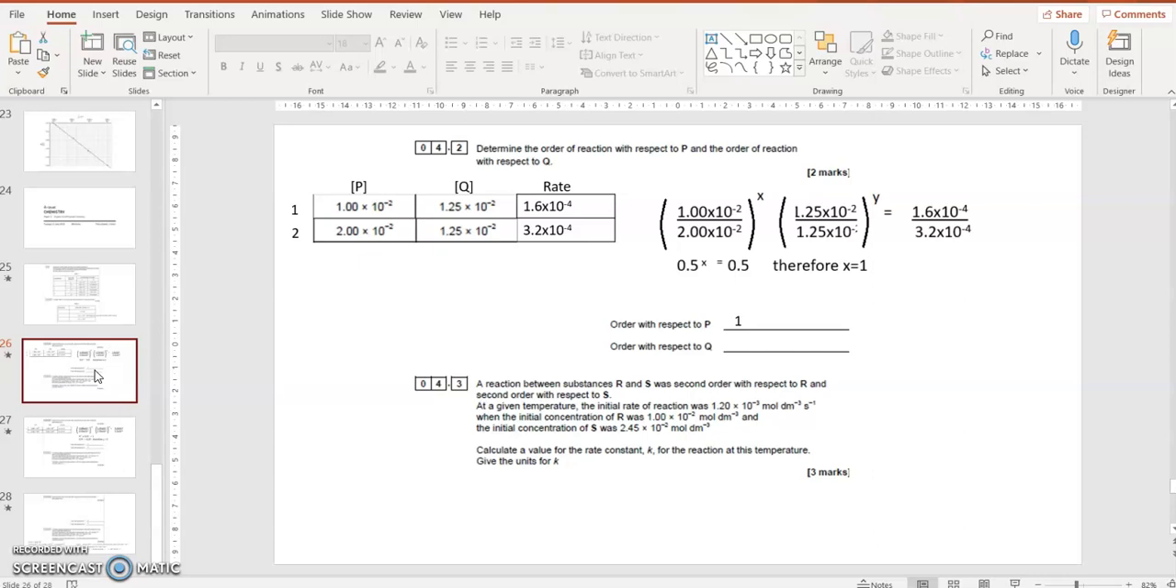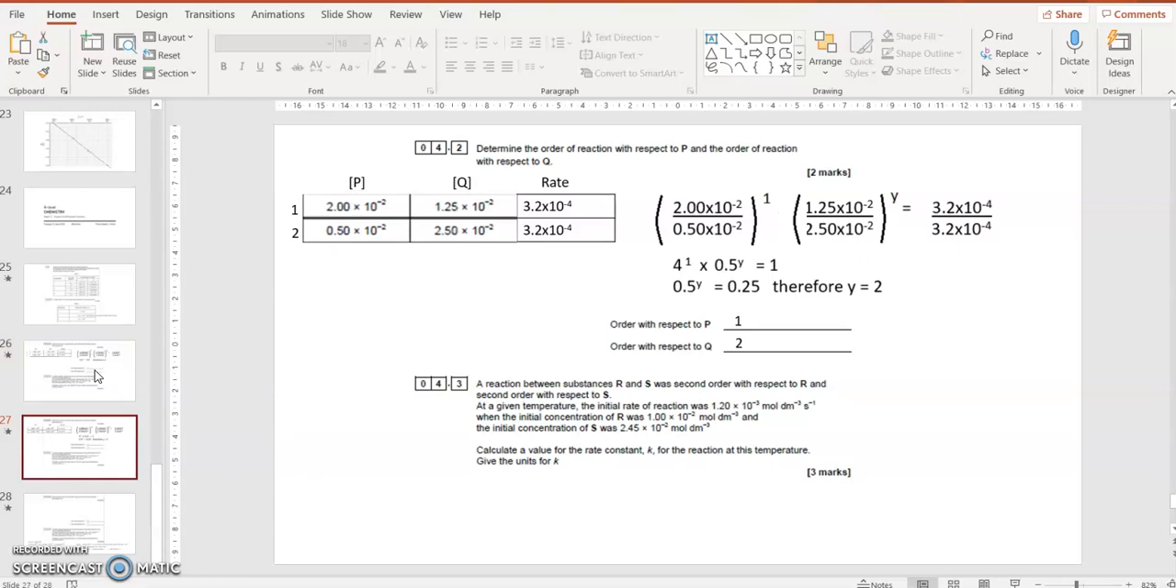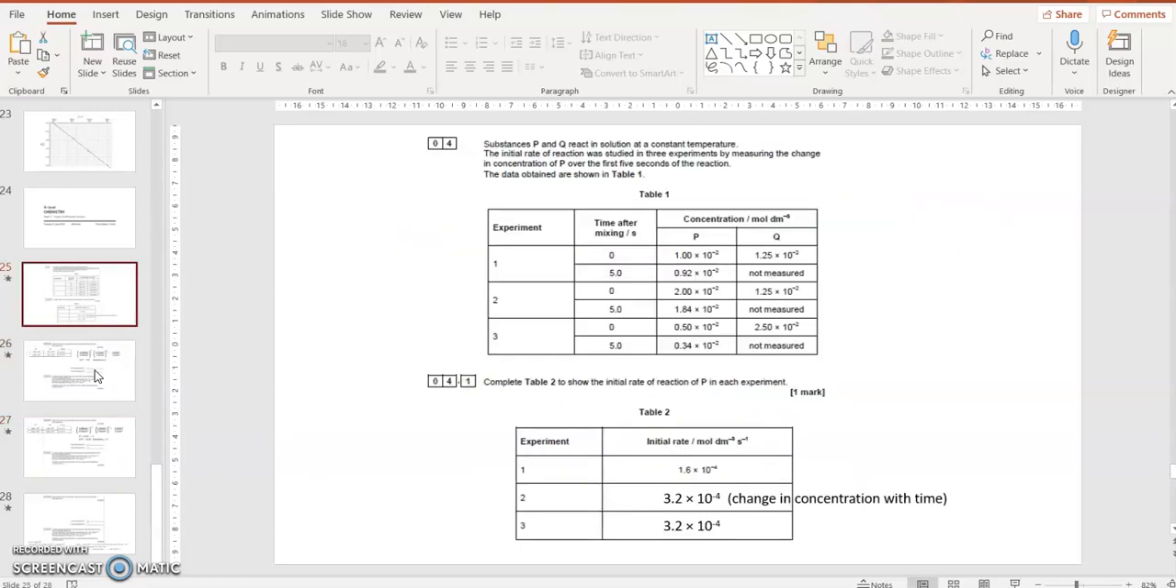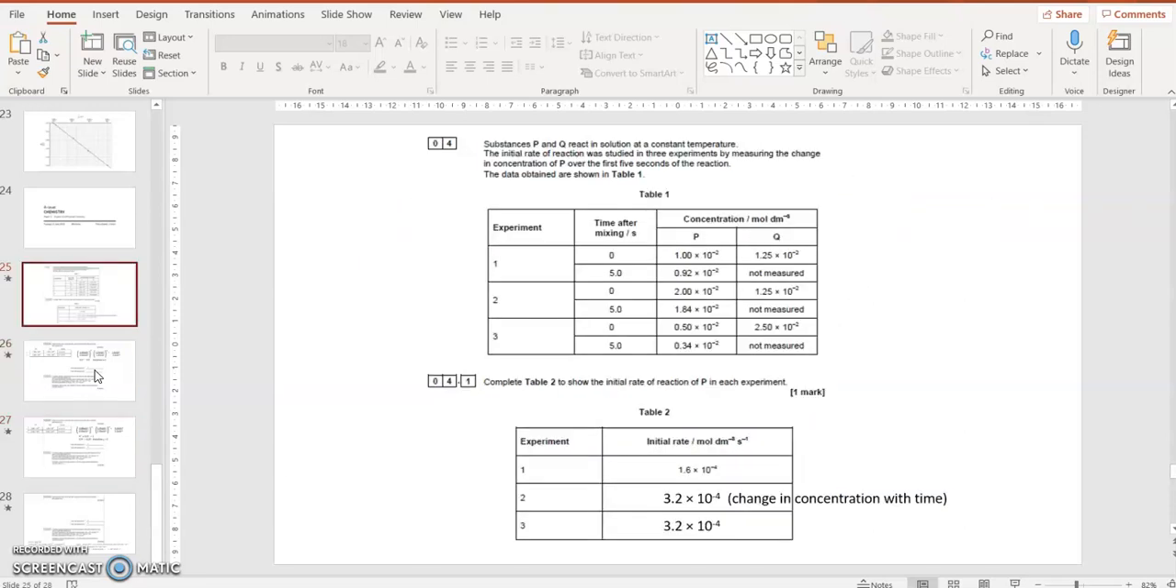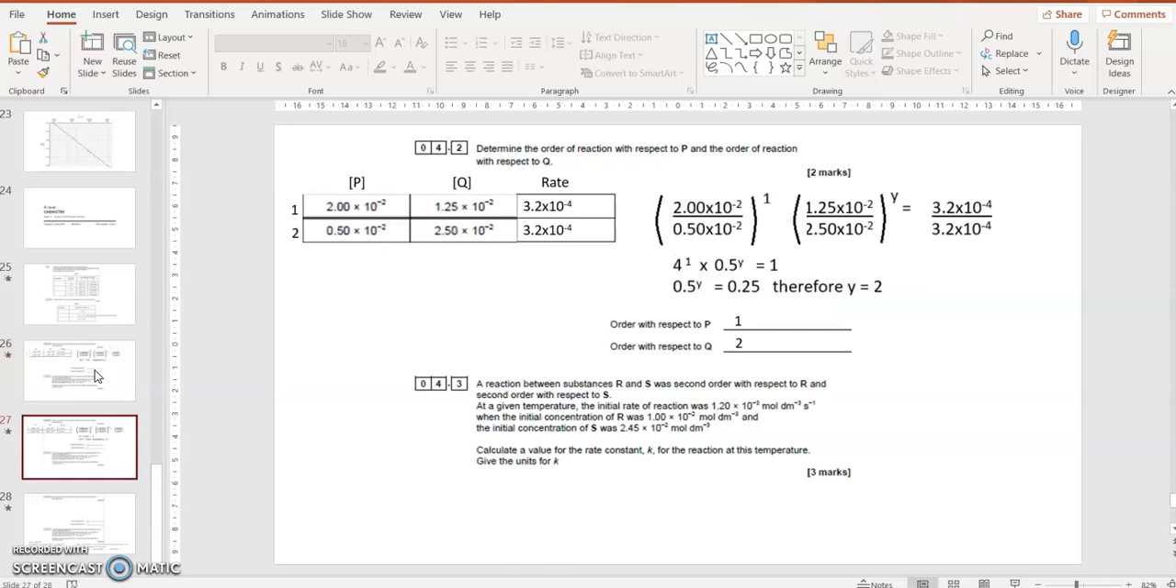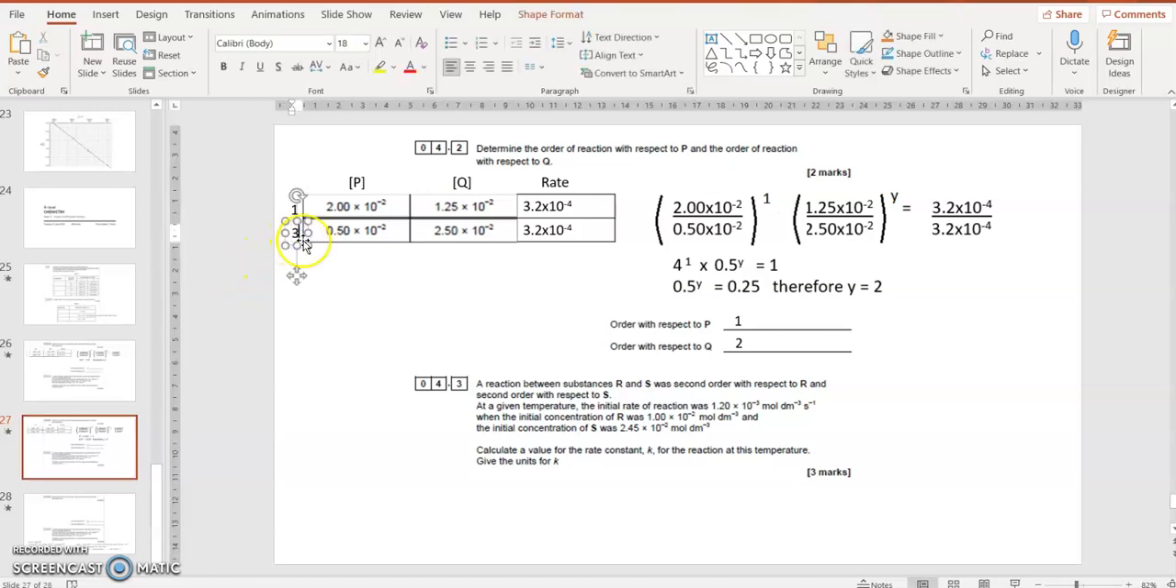And then it's asked me to do the same for Q. So I take two experiments, 2 and 3 this time. Concentration of P: 2 times 10 to the minus 2, 0.5 times 10 to the minus 2, over experiments 2 and 3. Concentration of Q in experiment 2 was 1.25 times 10 to the minus 2, which changes to 2.5 times 10 to the minus 2 for experiment 3. So this should be experiments 1 and 3 actually there.